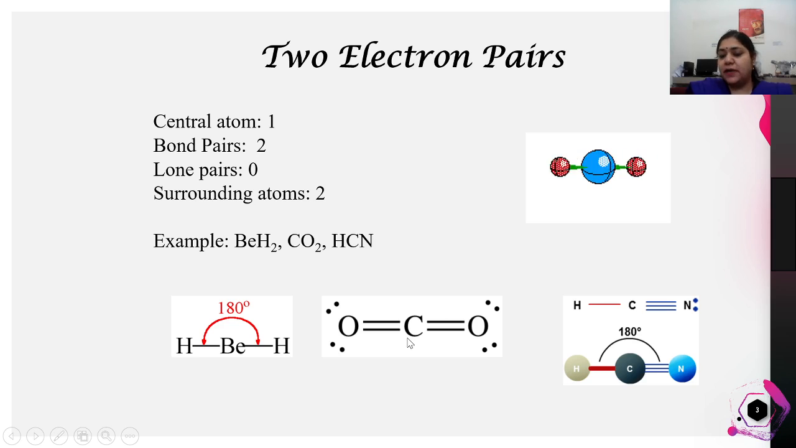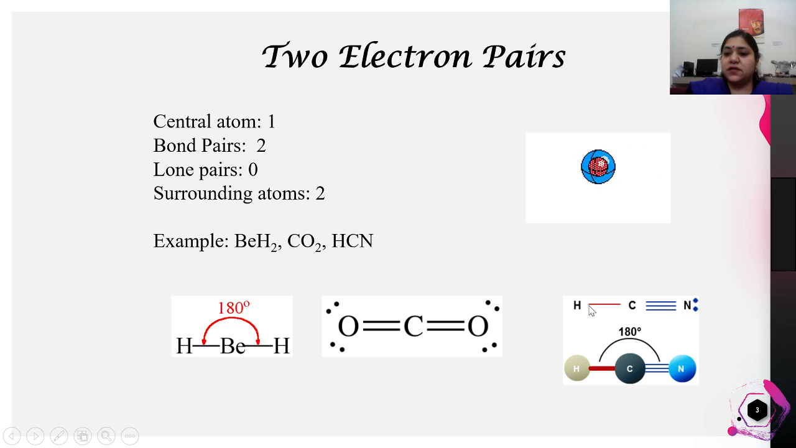So here the pi bond does not affect the shape. Also the lone pairs which are present on the surrounding atom do not have any effect on the shape. Here another example is given of HCN. Here again N has a lone pair, so these lone pairs do not have any effect on the shape, and these two are pi bonds. So these will also not have any effect on the shape.